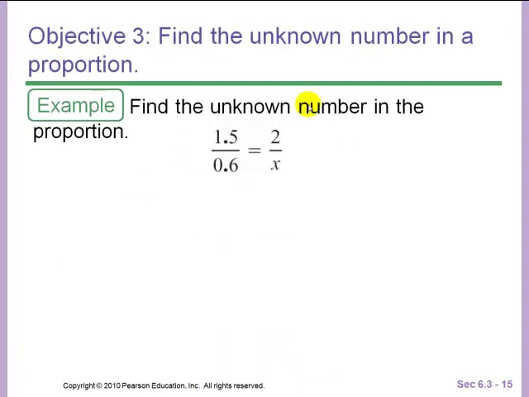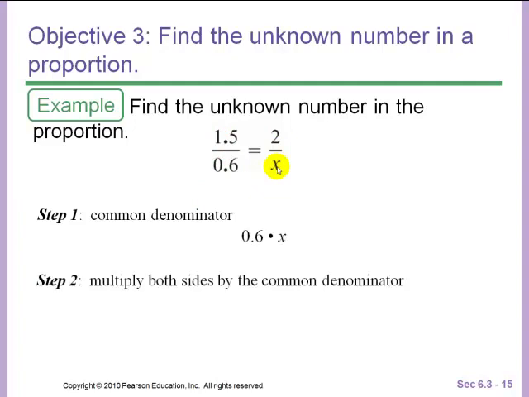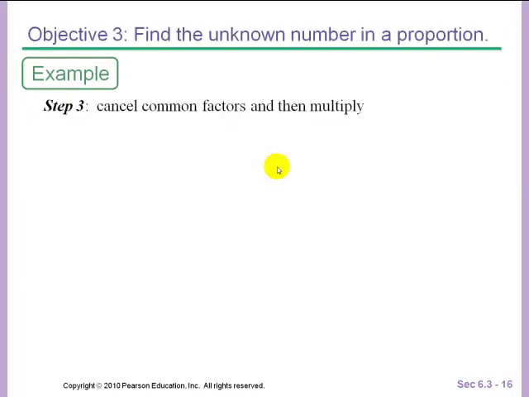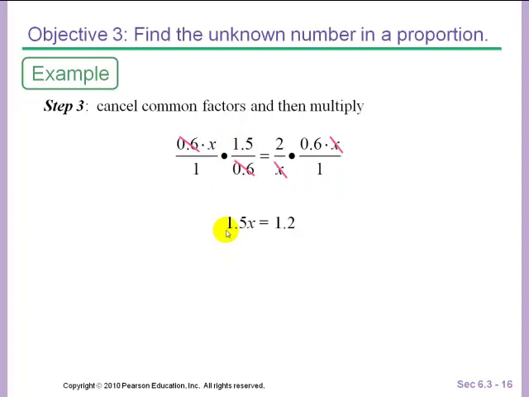Last example, find the unknown number in the proportion 1.5 is to 0.6 as 2 is to x. Our common denominator will be 0.6 times x. Multiply both sides of the proportion by 0.6 times x over 1. We will cancel out the common factors. On the left side of the equal sign, the 0.6's cancel. On the right side of the equal sign, the x's cancel. X times 1.5 we'd simply write as 1.5x, and 2 times 0.6 is 1.2.